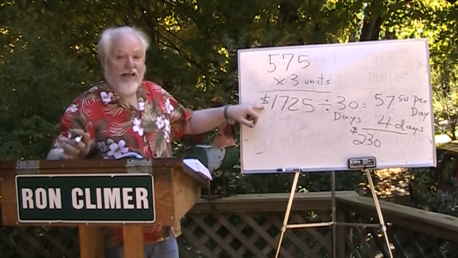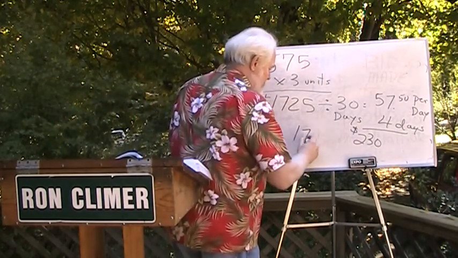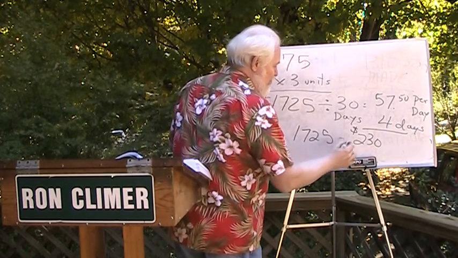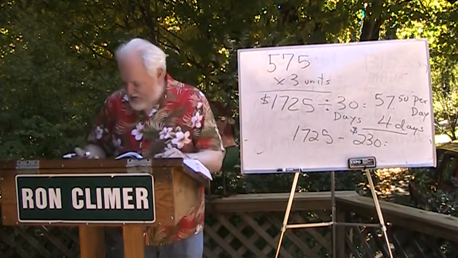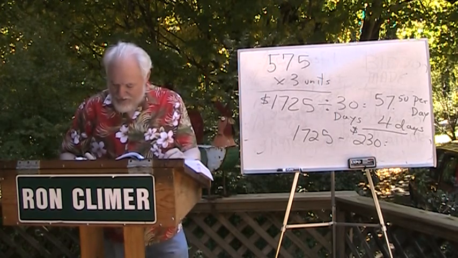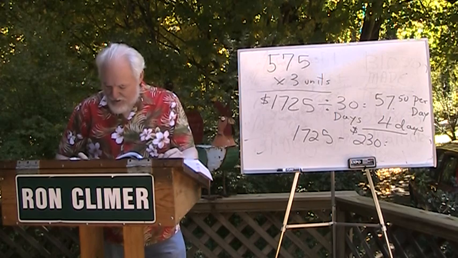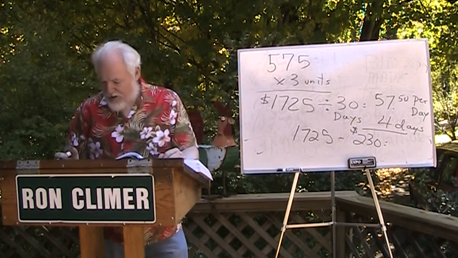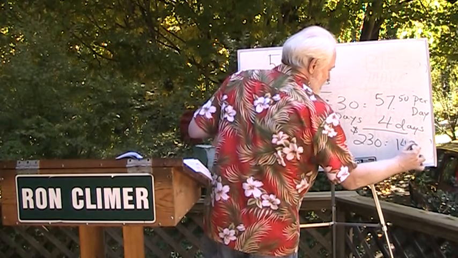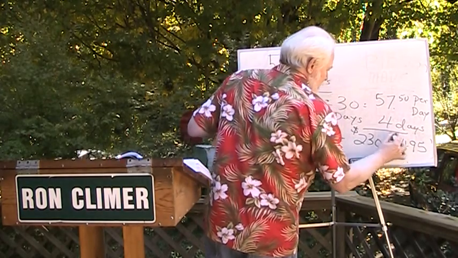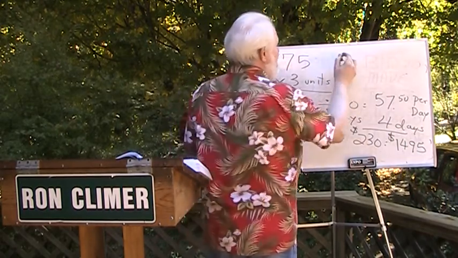Well, how much did he collect on the 1st of November? $1,725. So we're going to take the $1,725 and subtract the seller's portion of that. All right, hold on. $1,725 minus $230. So that is $1,495 that the seller is going to be turning over to the buyer.